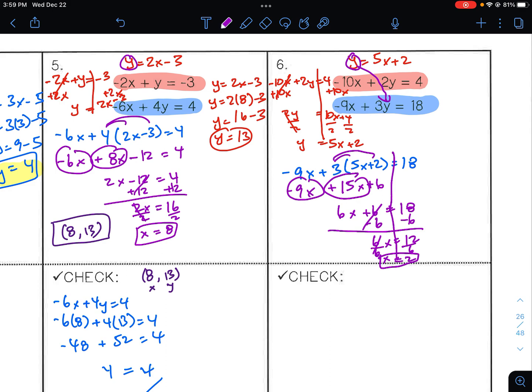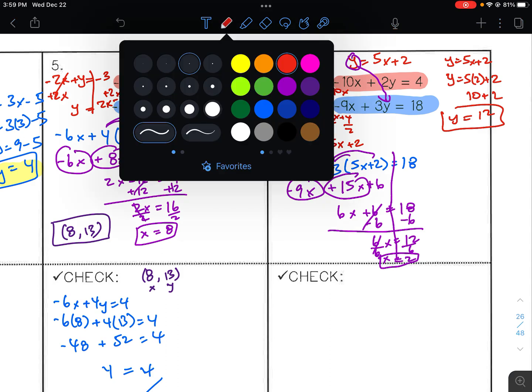Ran out of space there. Let's plug that back in. I'm going to plug it back into the red equation. So y equals 5x plus 2, right? I know that x is 2. 5 times 2 plus 2 is 10 plus 2, which is 12. So y equals 12. So now I have my ordered pair.